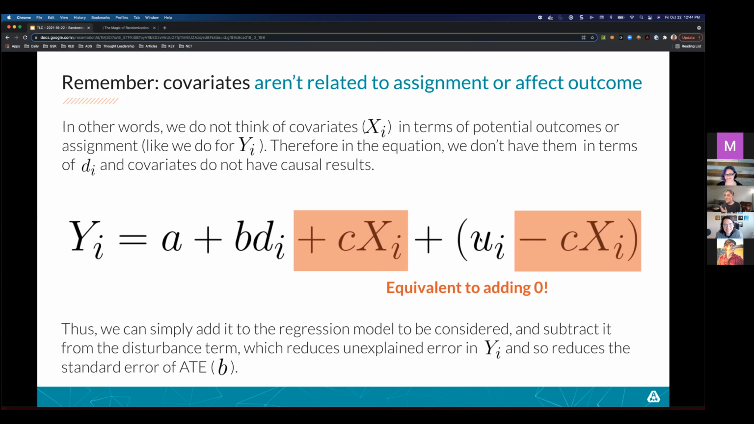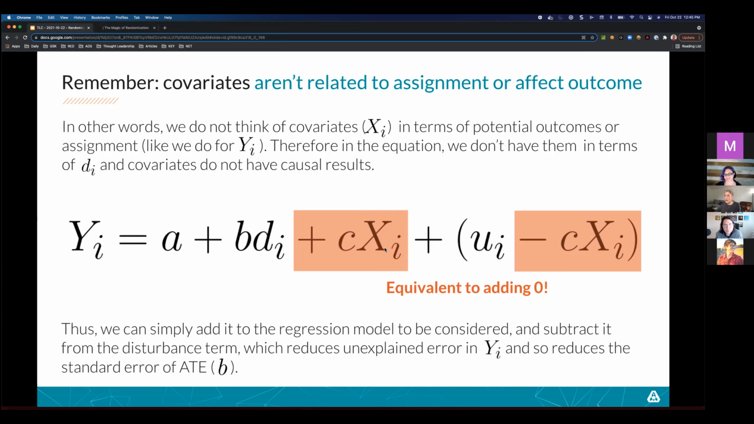But really why we can do this is if we remember two facts about covariates. One, they are not related to assignment, right? So we don't need to put them in terms of D_i, which would completely change the equation and what we're solving for. And the other one is they don't affect outcome. So when we get results for this new term added in, it's not a causal result that we're reading out. Really, these are put in to help as an adjustment for solving for B still.